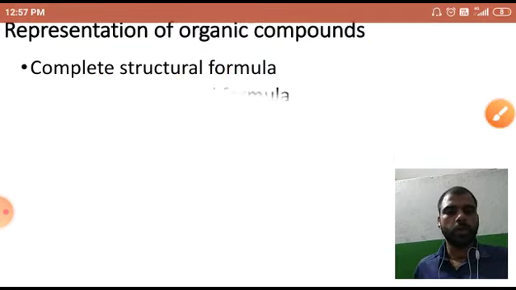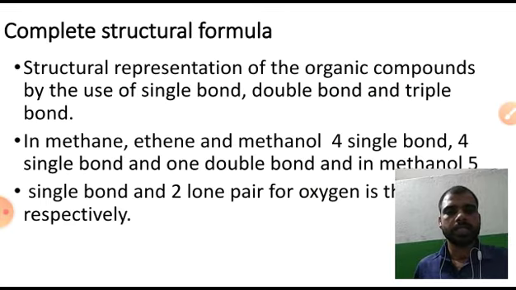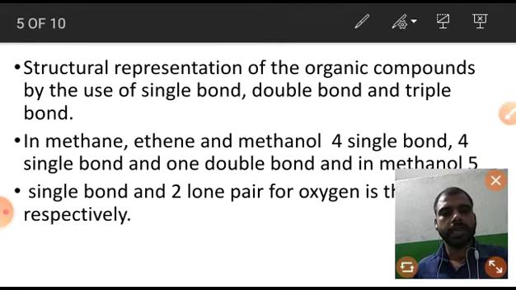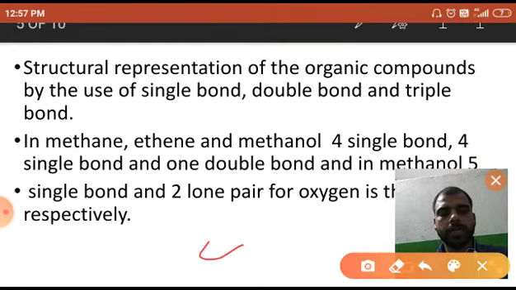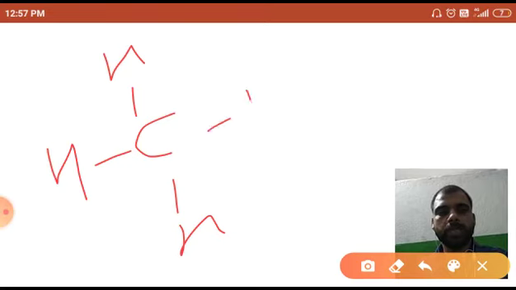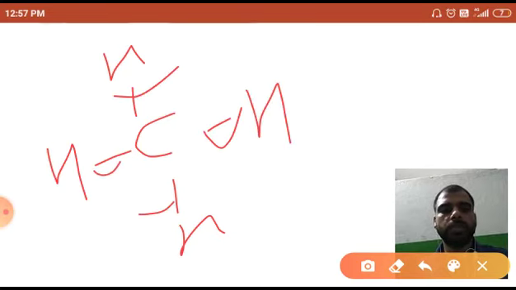The second one is the condensed structure formula. The third one is the bond line structure formula. So we will first discuss the complete structure formula. You can simply tell the single bond and double bond in every type of organic compound by writing the complete structure formula. CH4, how many single bonds are there? 4 single bonds are there.